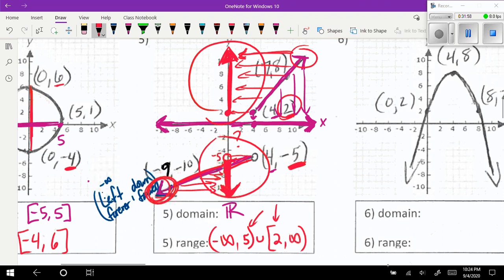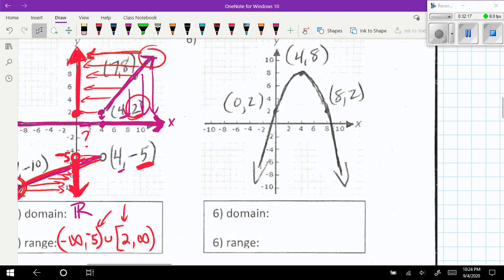Notice the y equals -5 has an open circle, and I'm looking right here at this -5 having an open circle, and the 2 has a closed circle. All right, over here, let's see if we can do this. Domain is all real numbers. How's that for fast? I can do this.